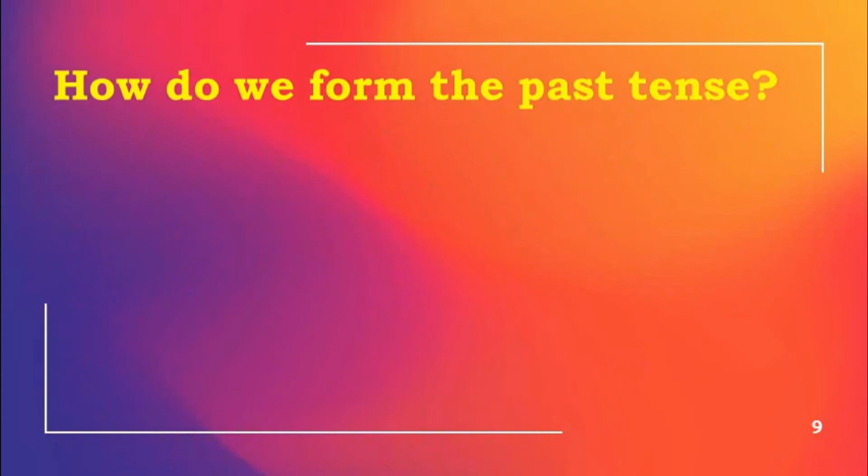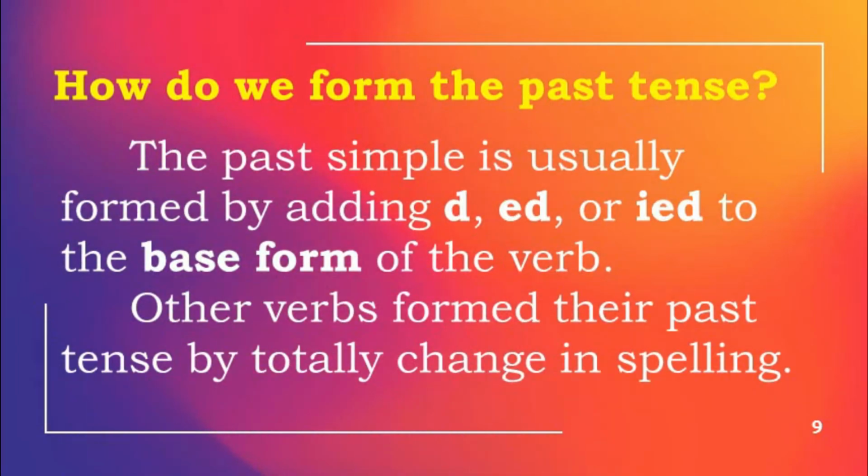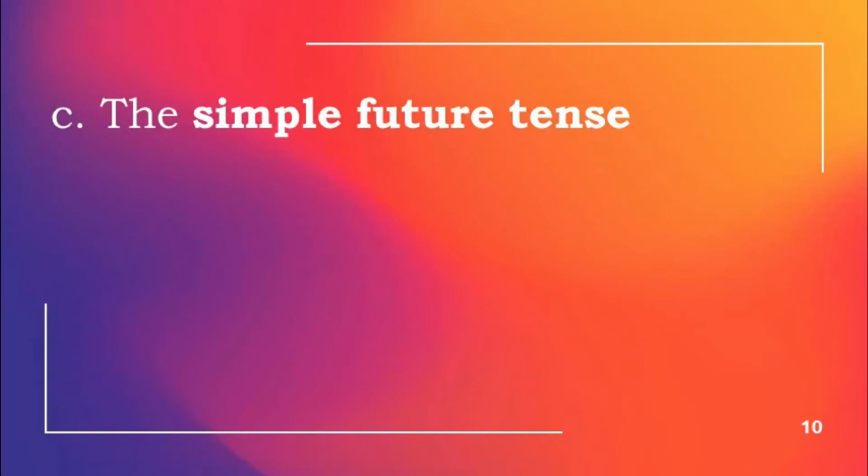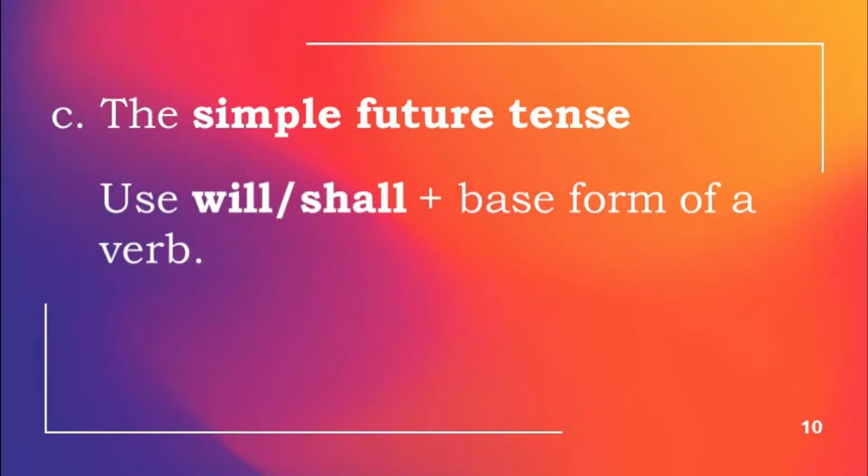How do we form the past tense? The past simple is usually formed by adding D, ED, or IED to the base form of the verb. Other verbs form their past tense by totally change in spelling. The simple future tense. We use will or shall plus base form of a verb.